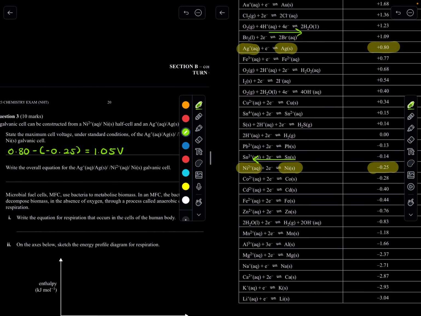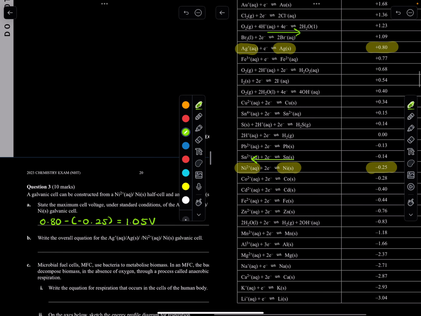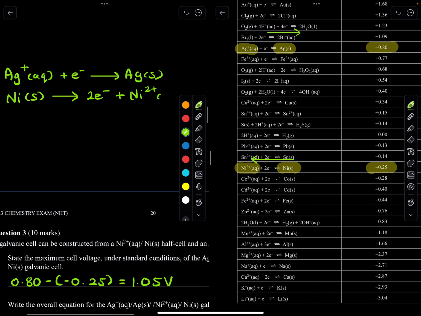Write the overall equation for the Ag+ and nickel galvanic cell. Easy. Let's write the actual reactions that we said. Ag+ is going to reduce: Ag+(aq) plus an electron reduces to Ag(s). And we said that nickel is going to oxidize: Ni(s) oxidizes to 2 electrons plus Ni2+(aq).